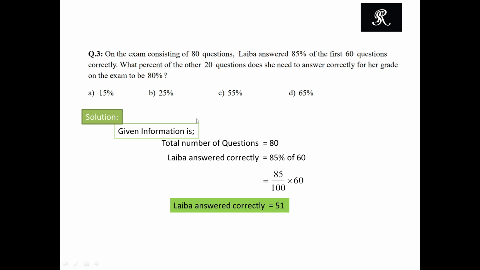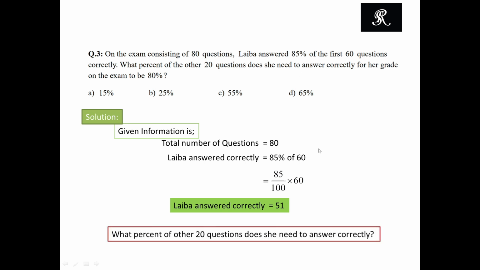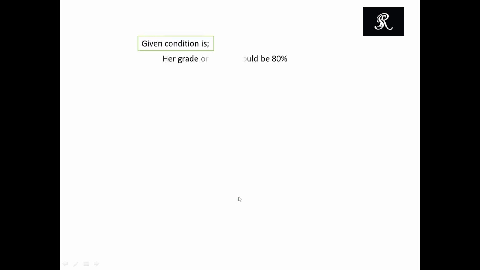So what is given next? What percent of the other 20 questions does she need to answer correctly? This is the question, the required information. And what else is given? For her grade on the exam to be 80%. Here it is a condition that she must score 80% on her exam. And now we need to find out, with the help of this condition, that her grade on the exam should be 80%.